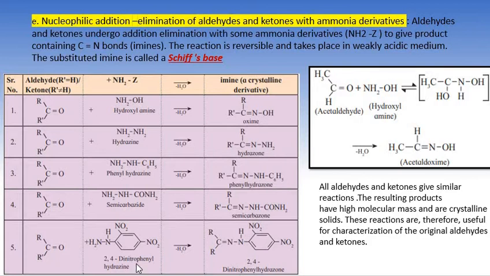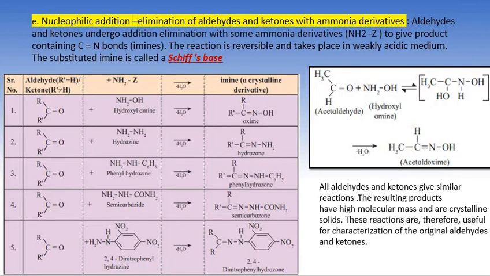And the last, 2,4-dinitrophenylhydrazine, reacts with a ketone or aldehyde to give 2,4-dinitrophenylhydrazone after the addition-elimination reaction. At the last, I would say all ketones and aldehydes give similar reactions, and the resultant products have high molecular mass and are crystalline solids. So these reactions are very useful for the characterization of the original aldehydes and ketones.